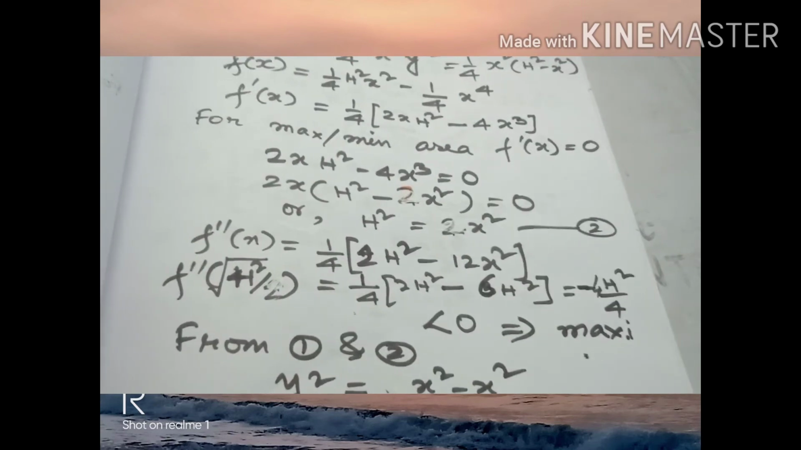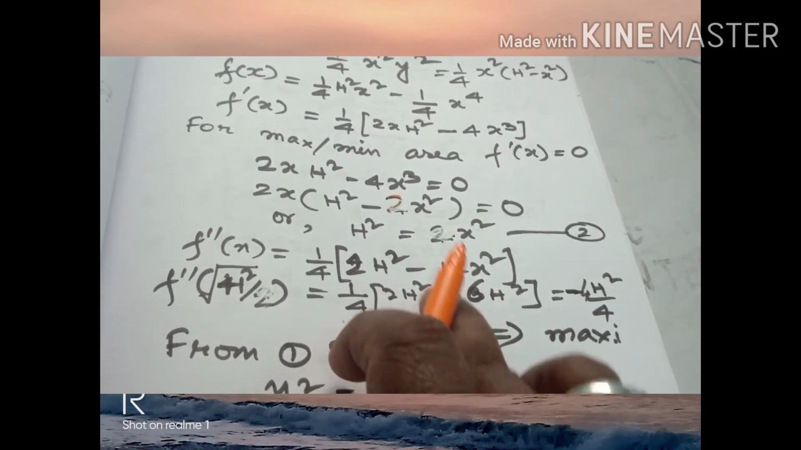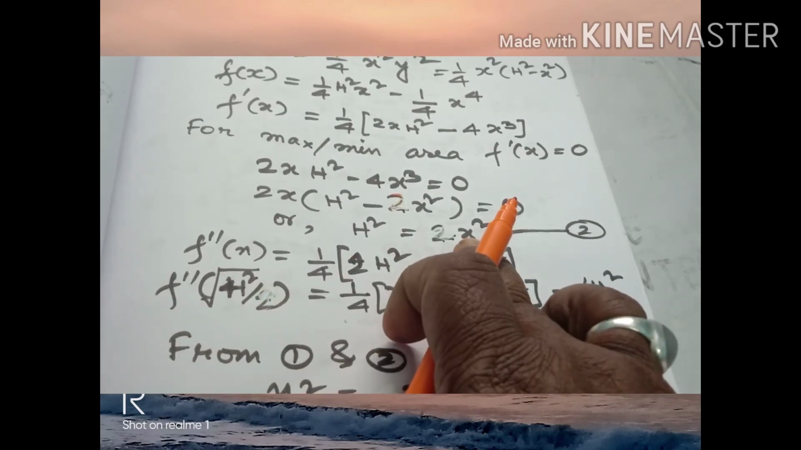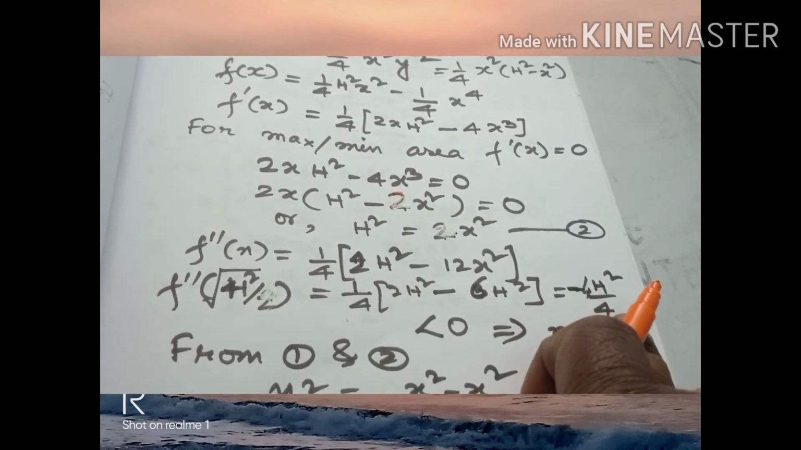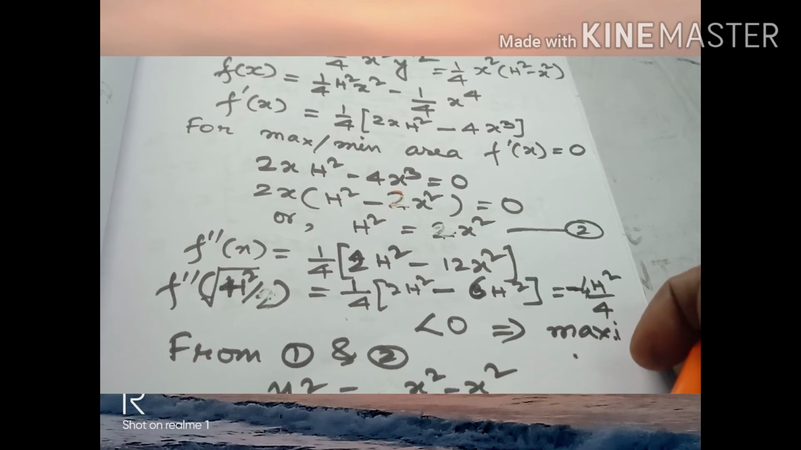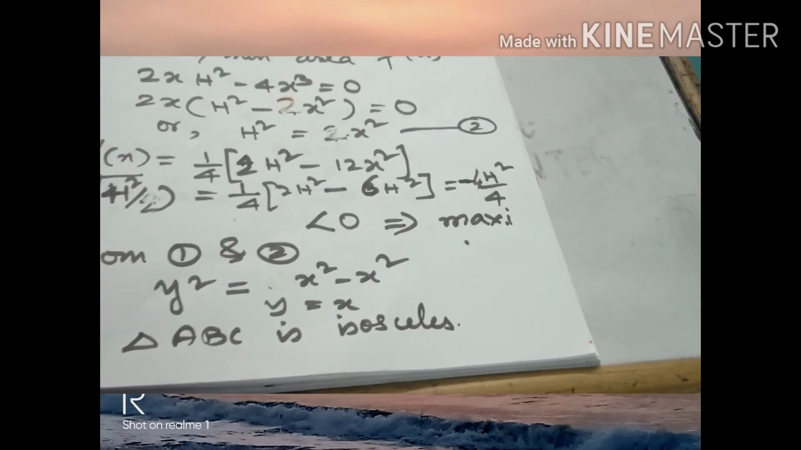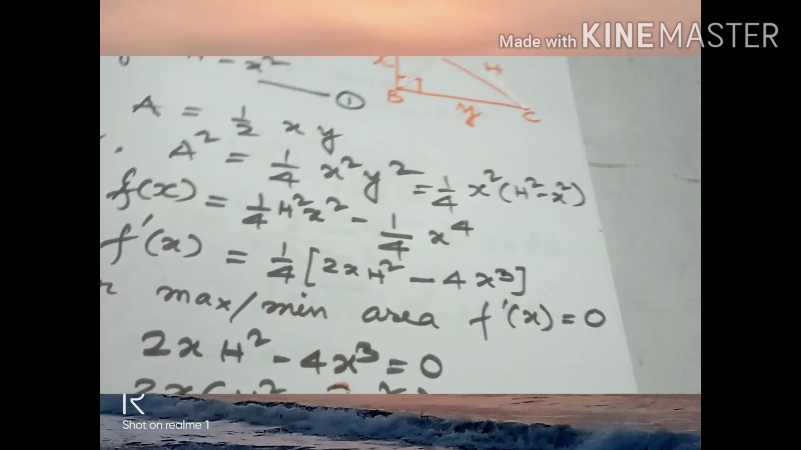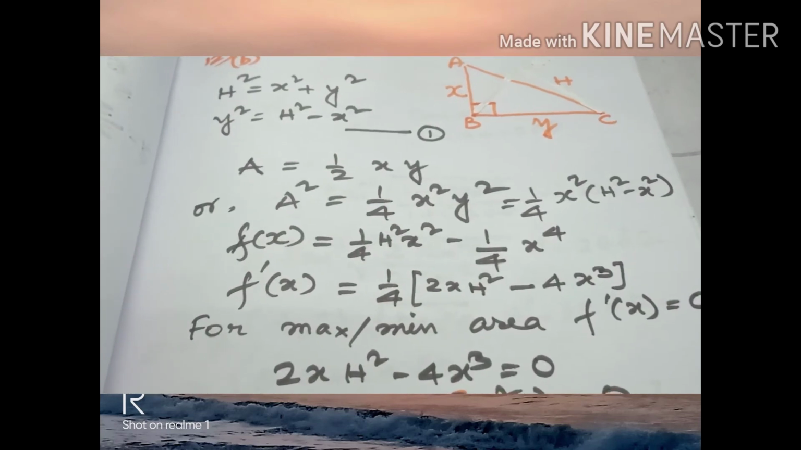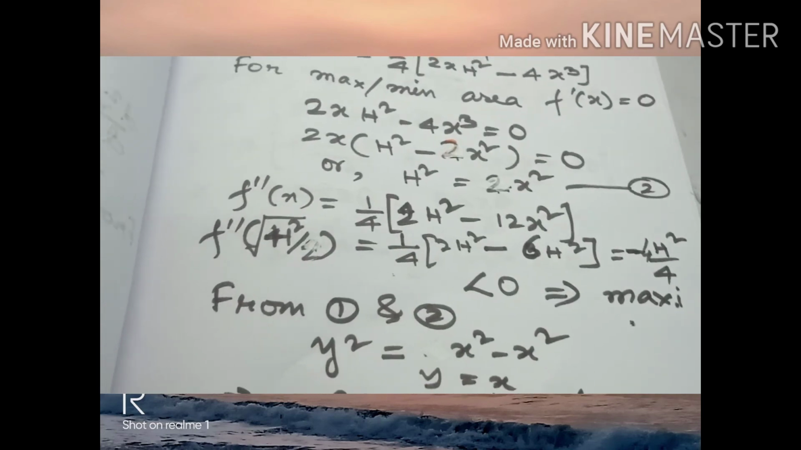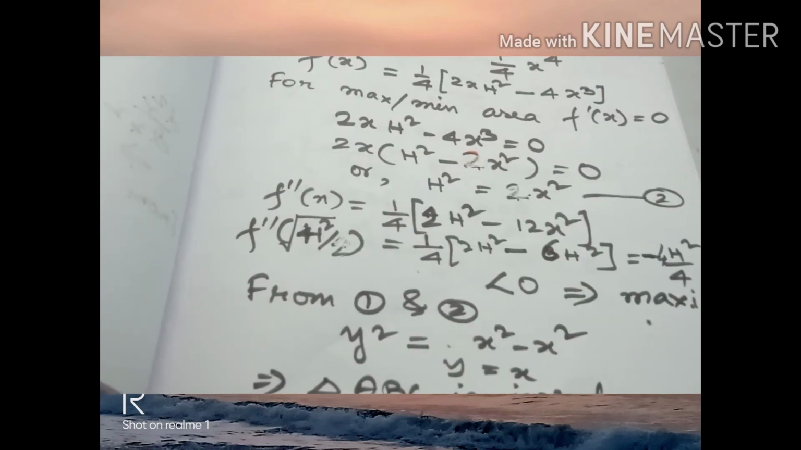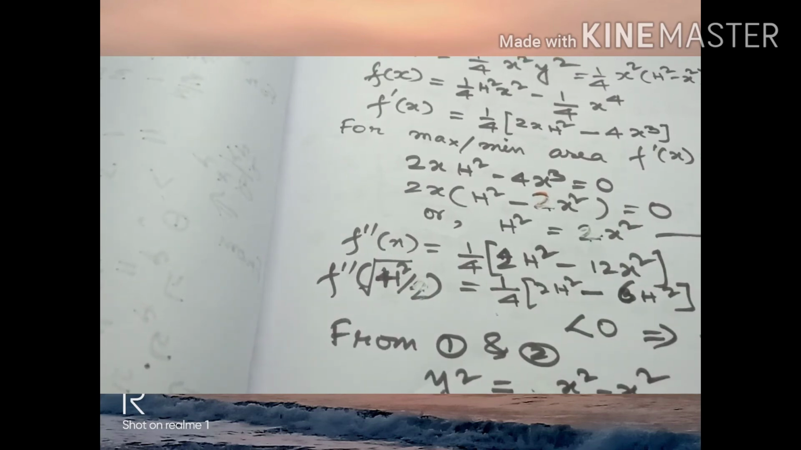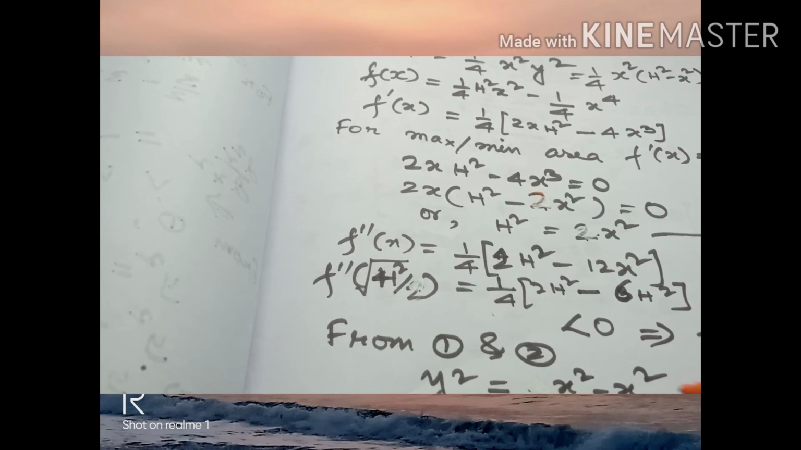On finding the second order derivative, we get this. Putting the value of x, that is root of h square by 2, and getting this. So this is a negative term, hence it is maximum. From 1 and 2: 1 was the first equation, y square is equal to h square minus x square, and 2 is that h square is equal to 2x square. If we place the values, we get y is equal to x.